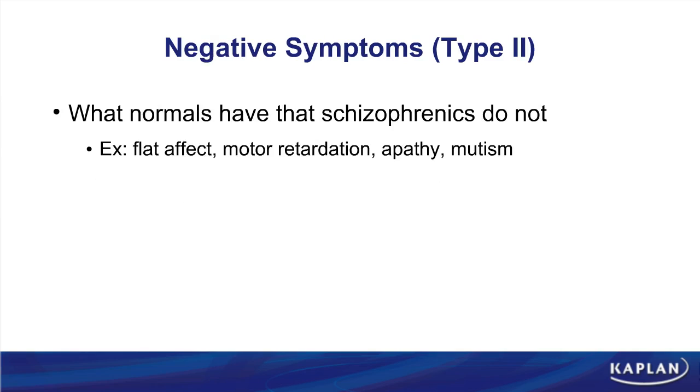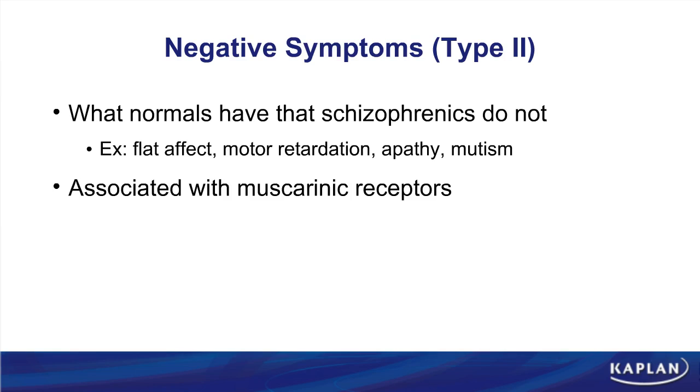And one way to remember them is that this is what schizophrenics have that normals do not. The other type of symptoms that you find in patients with schizophrenia are what are called the negative symptoms. These are the ones that are associated with the muscarinic receptors, and these are things such as flat or blunted affect, apathy, anhedonia, which is absence of pleasure, mutism, and psychomotor retardation. These are the patients who basically are not showering, have a flat look on their face, and are not interacting with you.